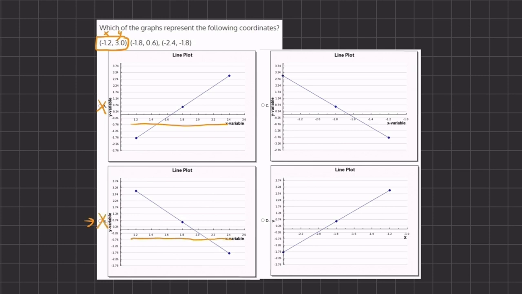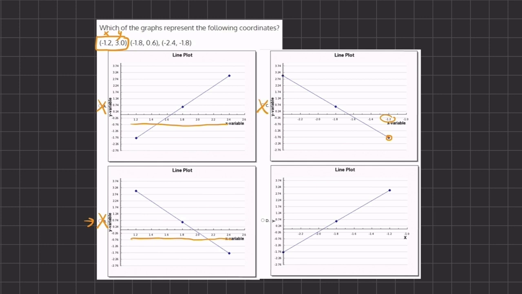Alright, now if we move on to C, we have negative values for our x-axis, and if we go to negative 1.2, and we want to find positive 3, we only find a value in the negative realm of the graph, and therefore C is not going to represent our coordinates, and we will move on to D.